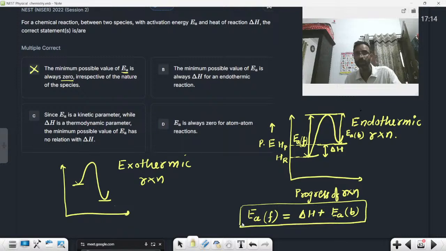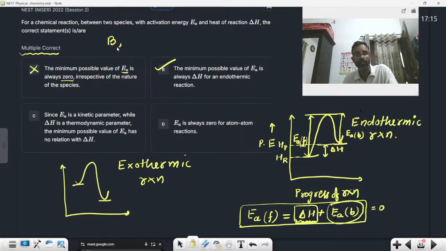So the minimum energy should be equal to delta H. Let us say the activation energy for the backward reaction is 0 minimum. So the activation energy for the forward reaction is at least delta H. So this is the correct statement, but there are multiple correct options. So option B is correct. Now come to the next.